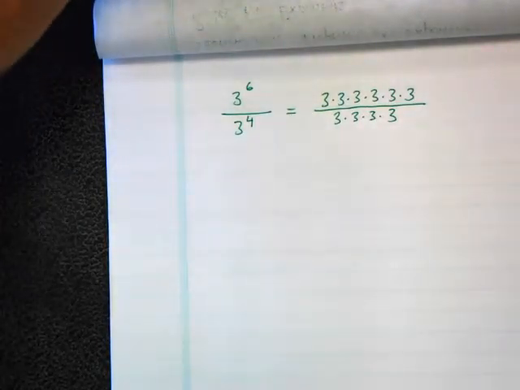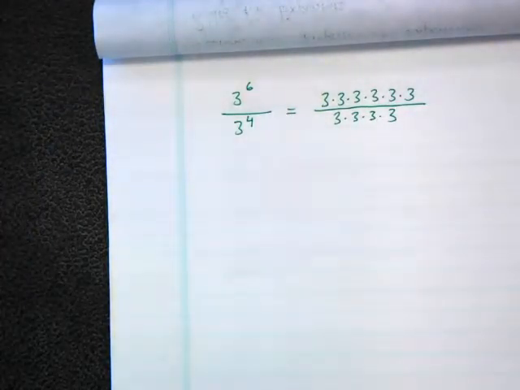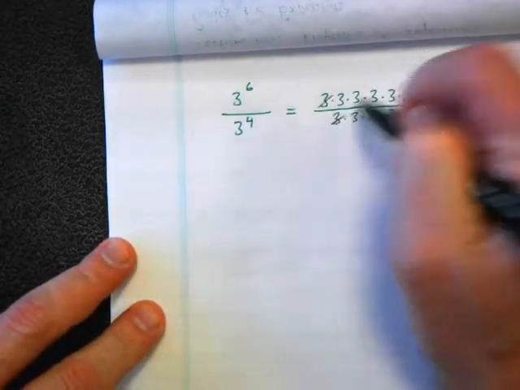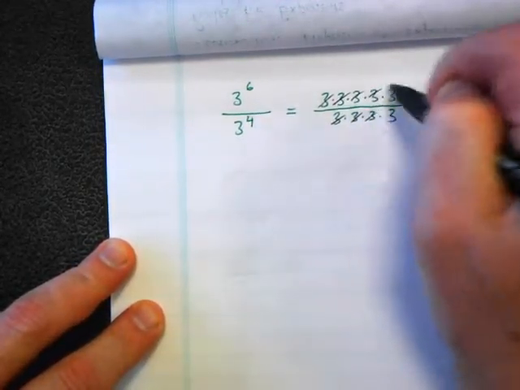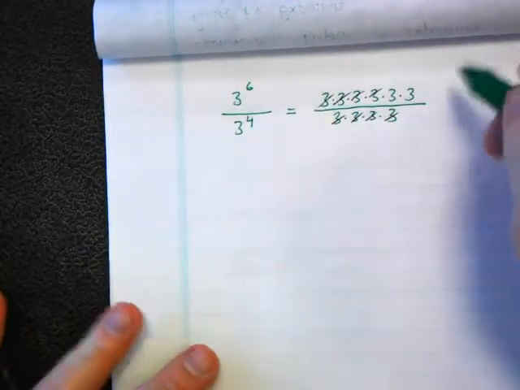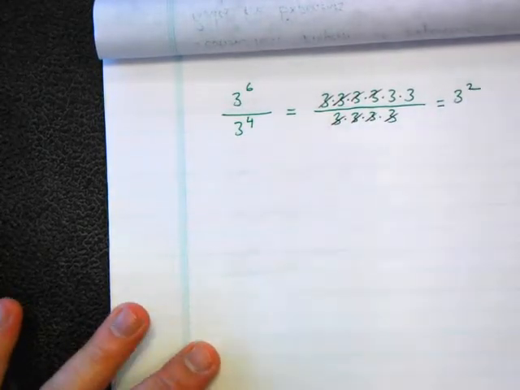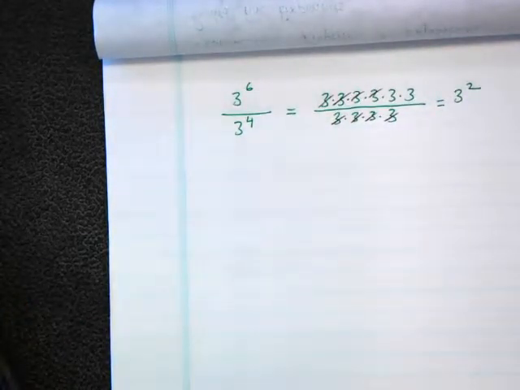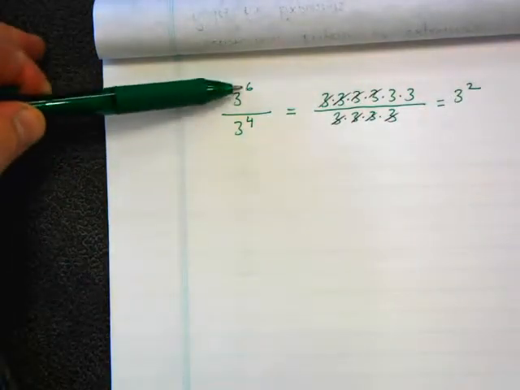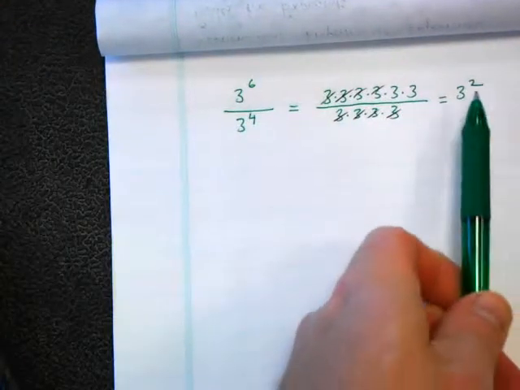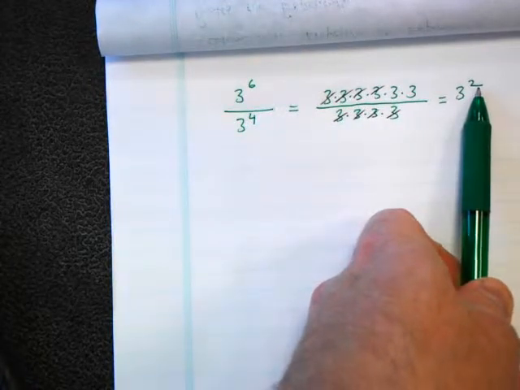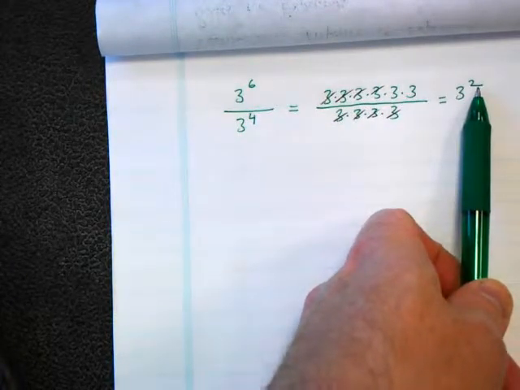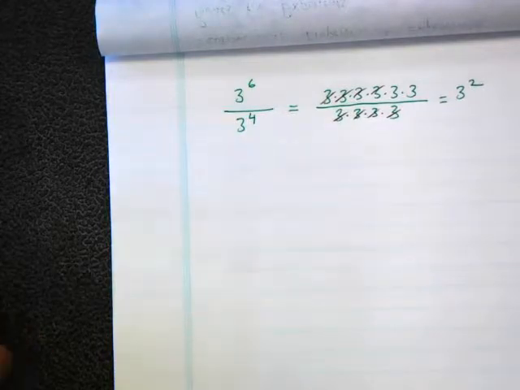And what happens? They cancel. So that 3 cancels, those cancel, those cancel, those cancel. What's left over? A couple of 3's, right? Again, notice if I take my exponents, if I take 6 minus 4, I get 2. So that's why that rule works. Things cancel out. All right, so you're going to see problems in your homework like this.